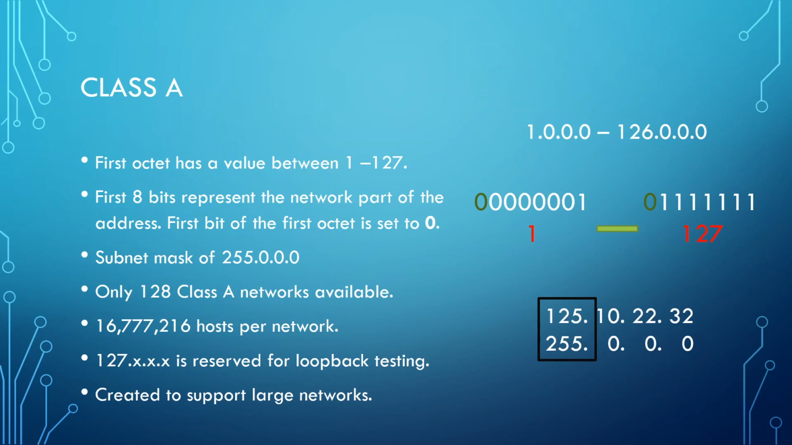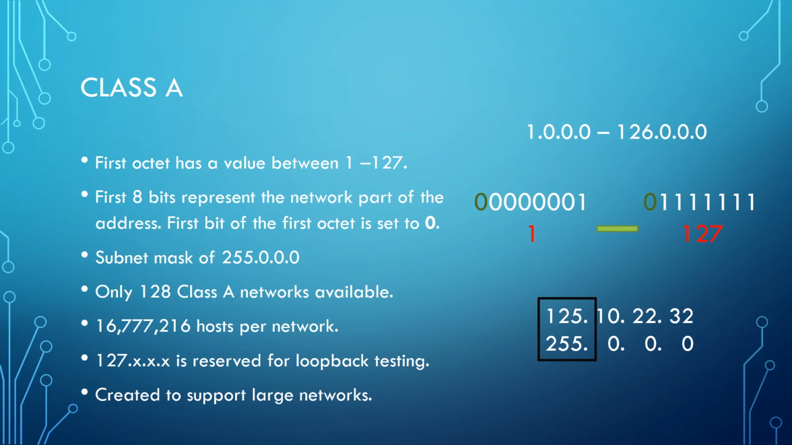Class A networks were created to support large networks. The idea of the original creators of IP was to have a small number of large networks which can support a large number of hosts, because you won't really be getting many large corporations or large networks connecting to the internet. Class A networks give you 16,777,216 hosts per network. As you can see, that is a lot of hosts per network.